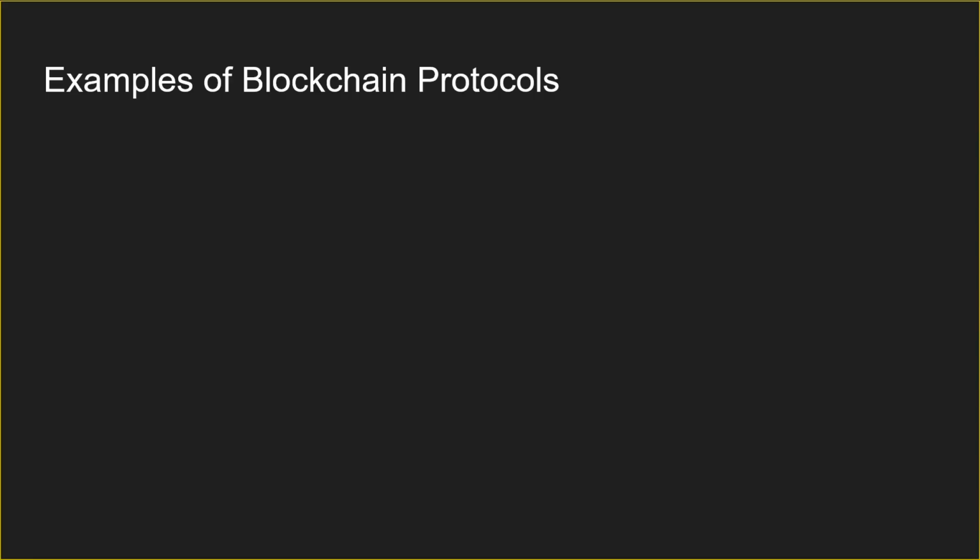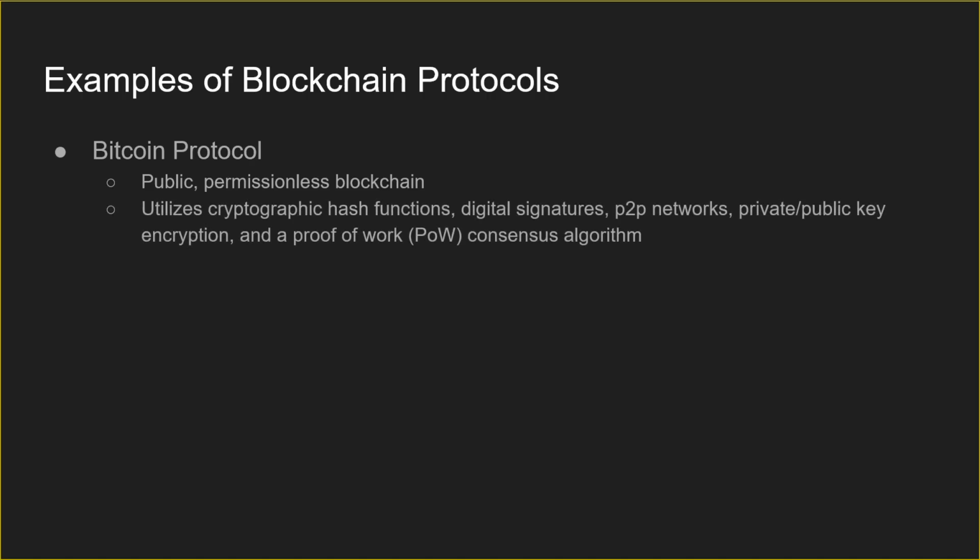Now there's many examples of blockchain protocols out there. We'll take a look at a few. The first one we'll talk about is the Bitcoin protocol. So some things to consider is that it's public, it's a permissionless blockchain, it's not a private blockchain. It utilizes cryptographic hash functions, digital signatures, peer-to-peer networks, private and public key encryption, and a proof-of-work consensus algorithm. This is how transactions are added to the blockchain, basically through proof-of-work consensus or crypto mining.